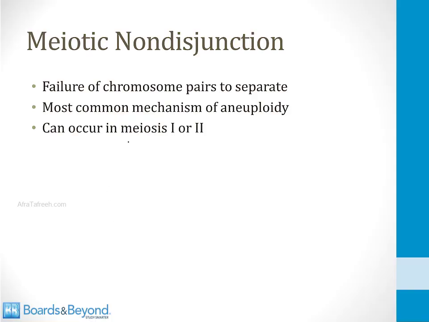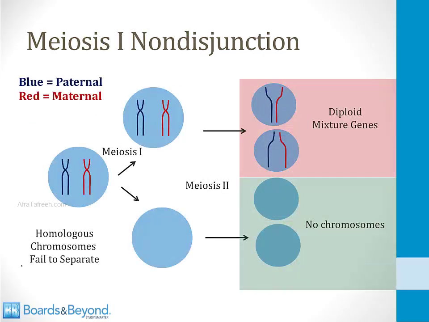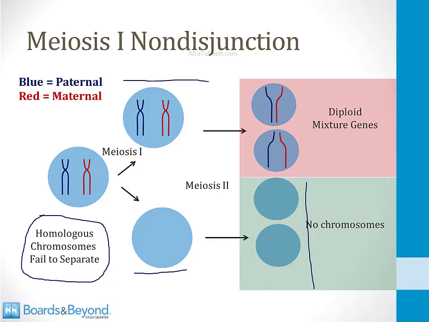Meiotic non-disjunction is a failure of chromosome pairs to separate during meiosis, and it is the most common mechanism of aneuploidy, and it can occur in either meiosis 1 or meiosis 2. If there is a meiosis 1 non-disjunction, the homologous chromosomes will fail to separate. This will generate one cell with no chromosomes, which will go on to generate gametes that have no chromosomes. The other cell will contain two copies of a particular chromosome, and it will go to form gametes that have two copies of a chromosome.